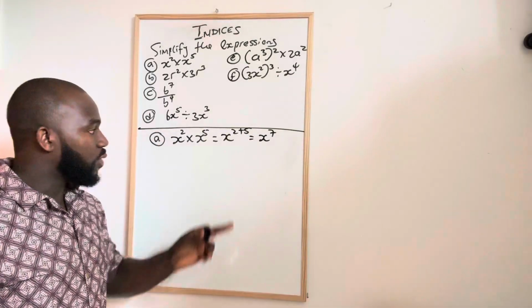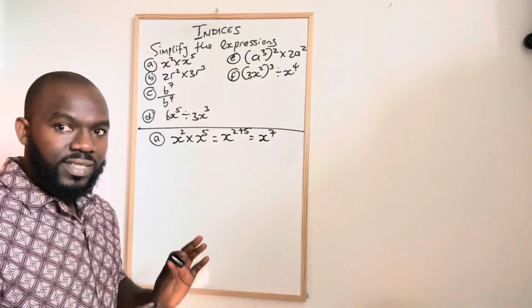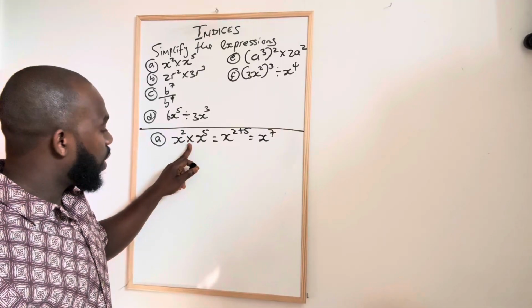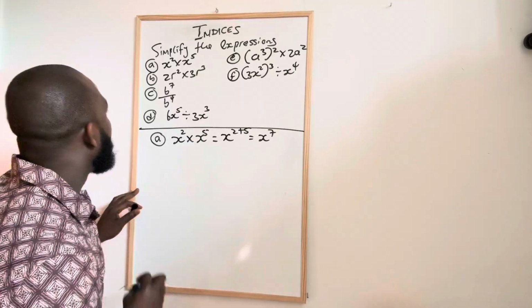And how did I get 7? 2 plus 5 gives us 7. So that is the answer to question number 1. It is as simple as that. When your bases are the same, pick one of your bases. And when you are timesing, add the powers together. Question number B.